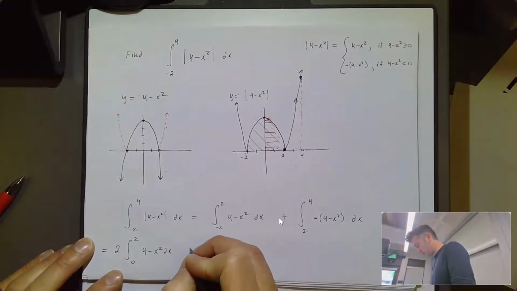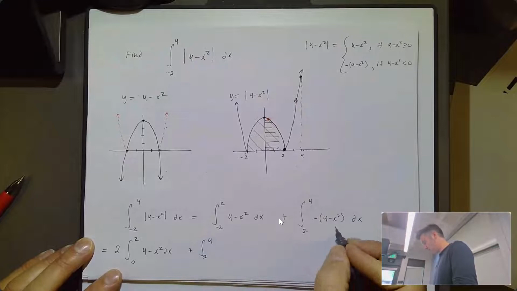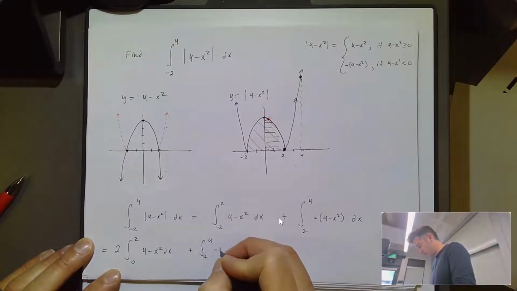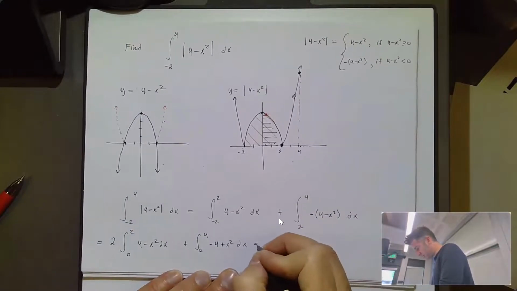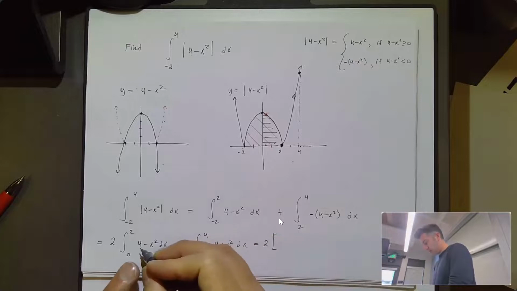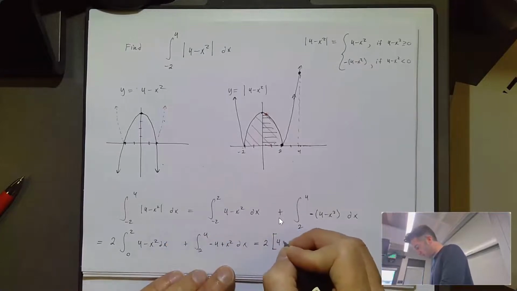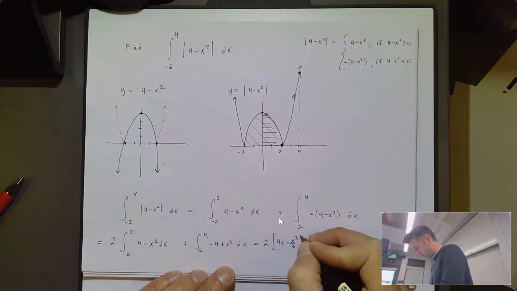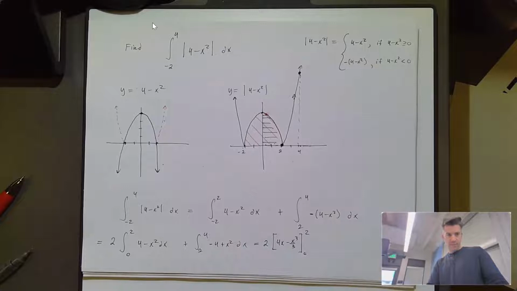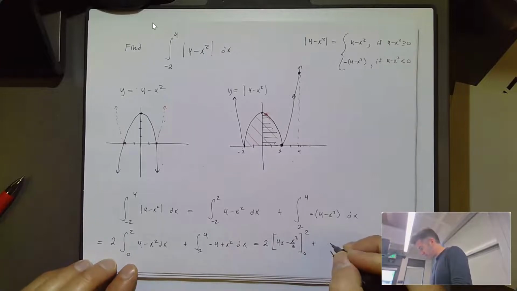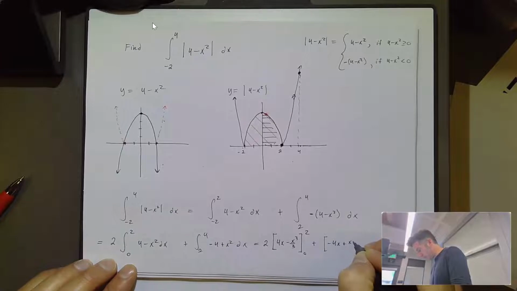This other one, I'm just going to write as the integral from 2 to 4, and I'm going to distribute the minus sign and get -4 plus x squared. So then calculating things, we have 2 times the antiderivative of 4 minus x squared, which is 4x minus x cubed over 3 from 0 to 2. Oh, sorry, I forgot the chat disappeared. Not that anyone's writing anything, but it's good to keep it up there. And then plus the antiderivative of this, which is -4x plus x cubed over 3 from 2 to 4.